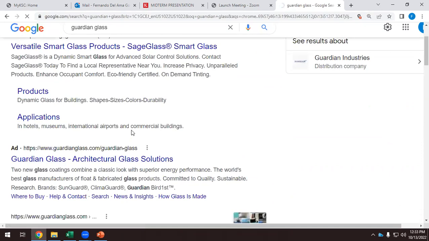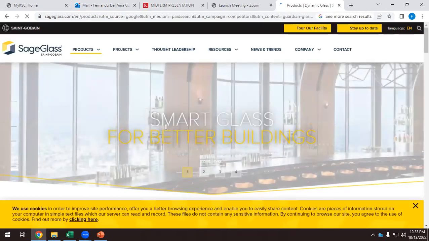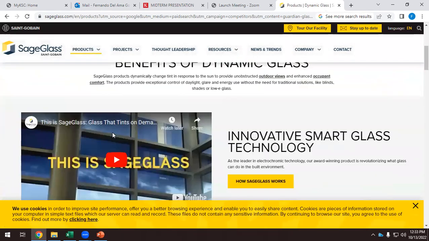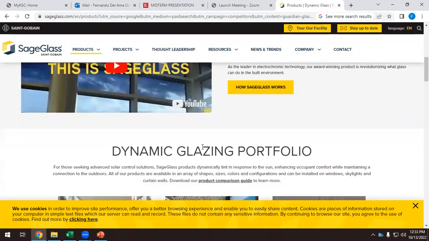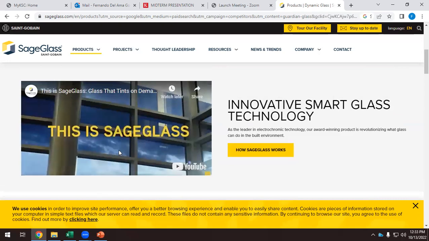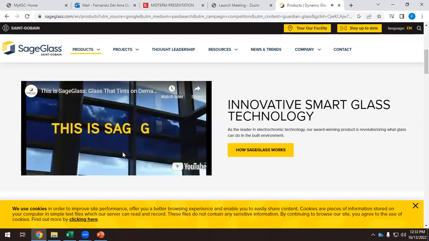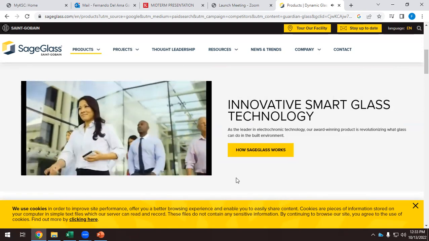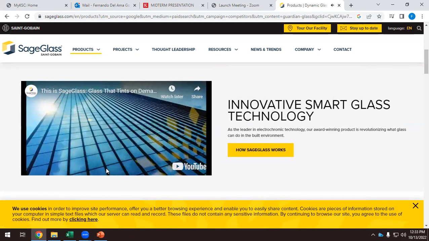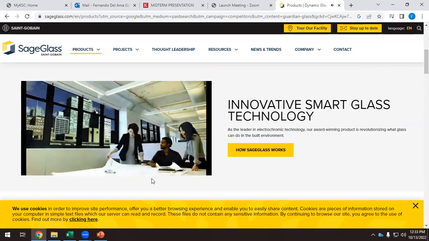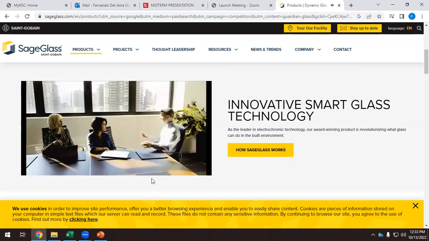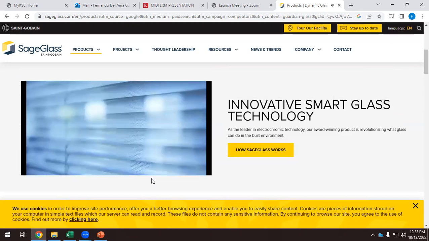So here we go to products. This is what they do, and they have innovative smart glass technology. Okay, so in glass we have innovation. It's glass that tints on the wall in response to the sun, or better yet, without your feeling it respond to the sun. That's cool because in theory, the glass changes its color.